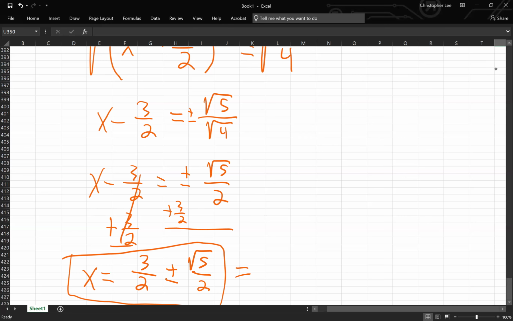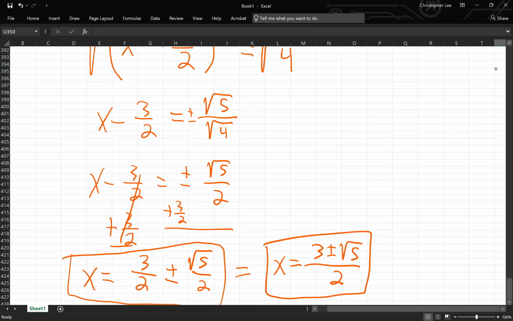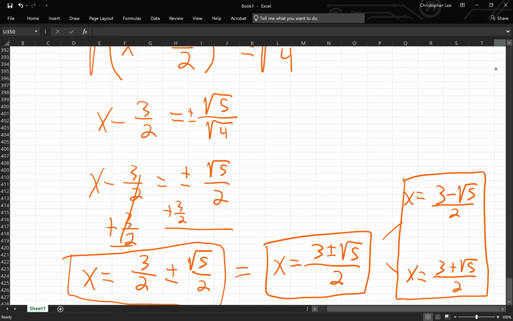Please note that this answer could have also been written as x is equal to 3 plus or minus square root 5 over 2. I would have accepted this answer as well, right? Or if you want, you could separate them into two, your choice, right? If you're going to separate them into two, one answer would be x equals, let's say, 3 minus square root 5 over 2. Another answer would have been x equals 3 plus square root 5 over 2, right? However you want to answer this, I'll take any one of these three answers, right?